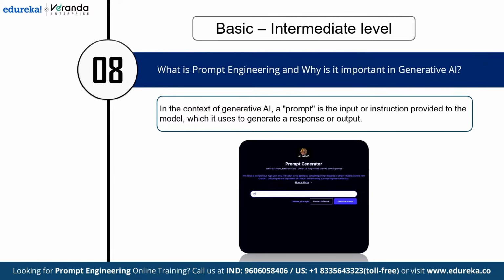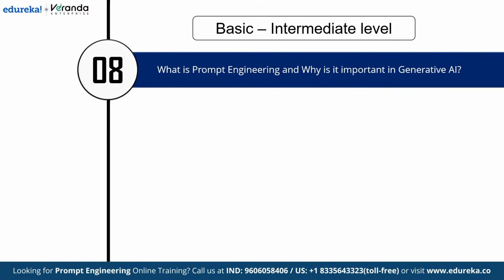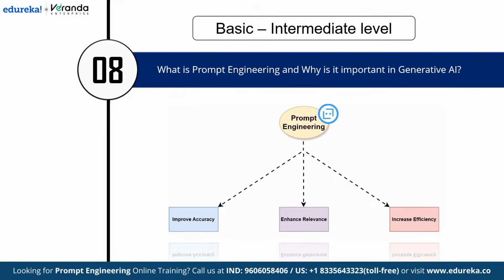The image shows the concept of prompt engineering, emphasizing its role in optimizing interaction with AI systems. It highlights three key objectives: improving accuracy, which ensures precise responses; enhancing relevance, which tailors outputs to user needs; and increasing efficiency, which streamlines processes for better performance. Together, these elements demonstrate how effective prompt design can significantly improve the overall functionality and outcomes of AI models.